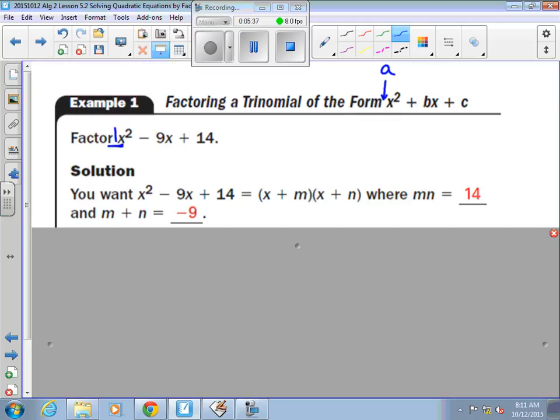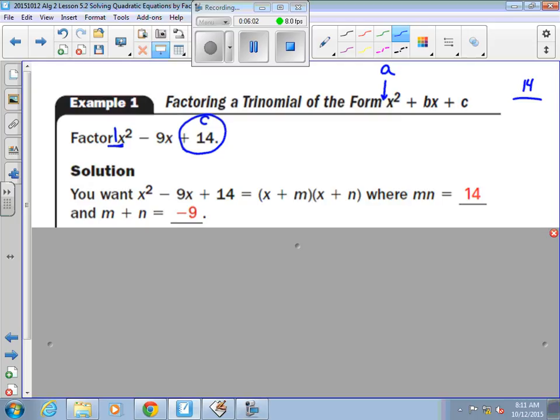It's there, but it's 1. So what we want to do, this is how you factor them out. You find your factors of C. Now, I don't want to think of the number 14 as positive 14 right now, and we don't want to think of it as negative 14. Just think of it as the number 14.